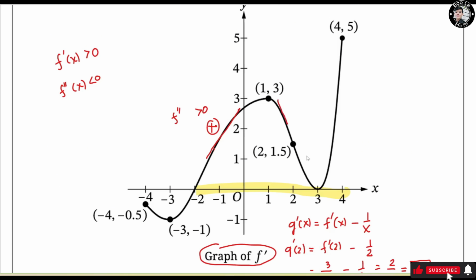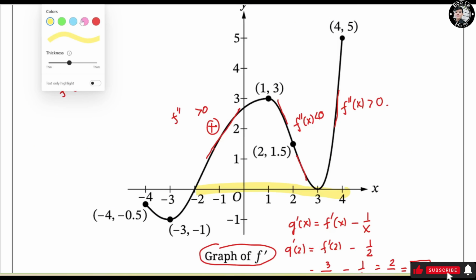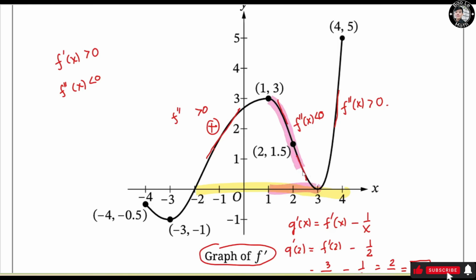Draw this one. So we see that on this interval right here, f double prime of s is less than 0, right? Because the slope is negative. And this one right here, the slope is positive, right? So the only interval that satisfies this condition is from 1 to 3 only, right? Which is this part right here. It's above the axis, so it's positive, right? And the slope is negative, right?